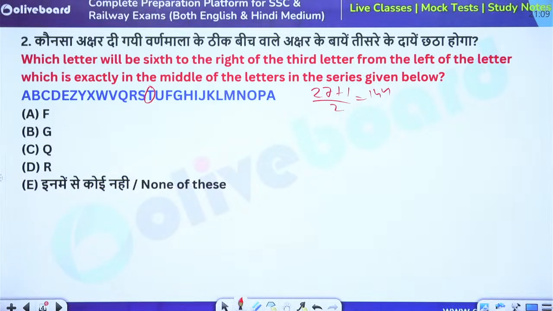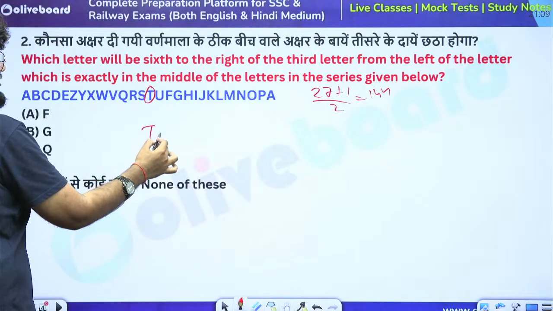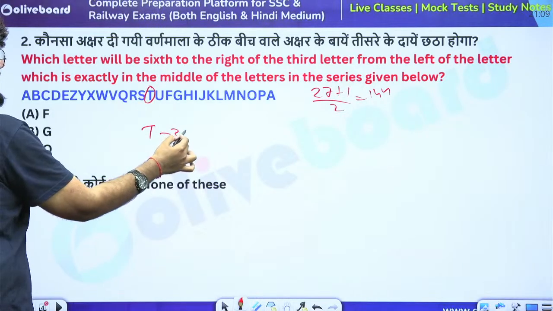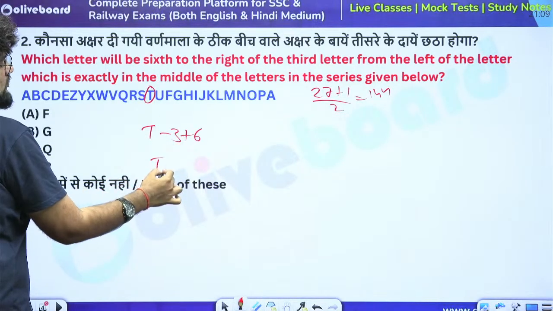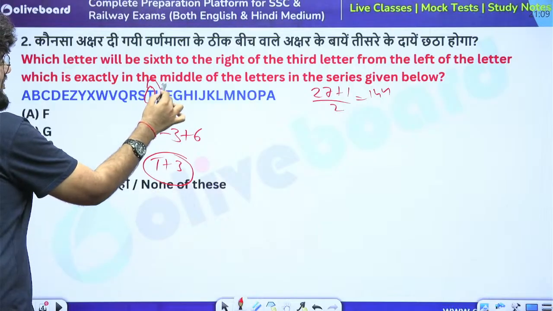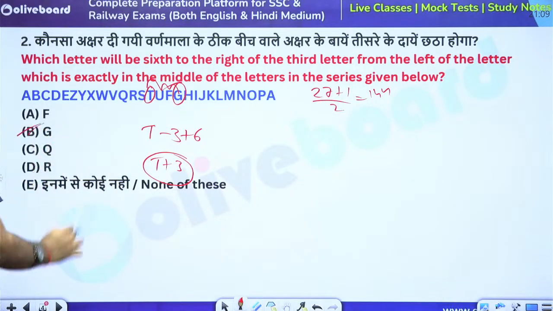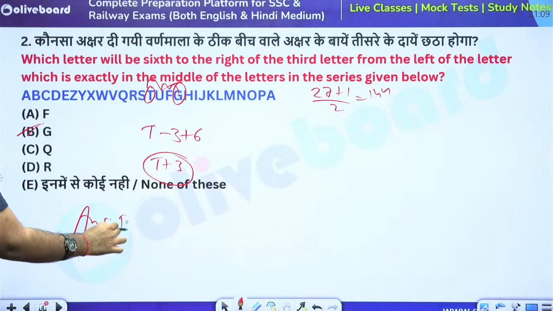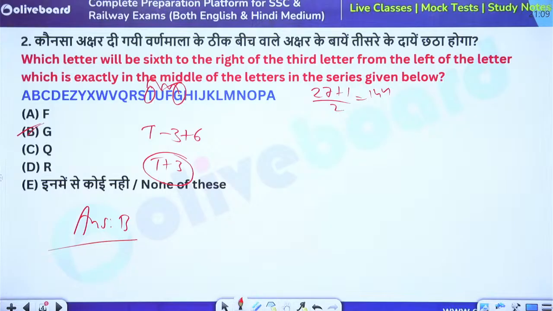After finding the middle letter, what they are asking, letter will be 6 to the right of third letter from the left of the letter which is exactly in the middle. So T minus 3 for third letter and 6 to the right. So basically you just have to do T plus 3, which is 1, 2, 3, or G will be your correct answer. Okay. Next.